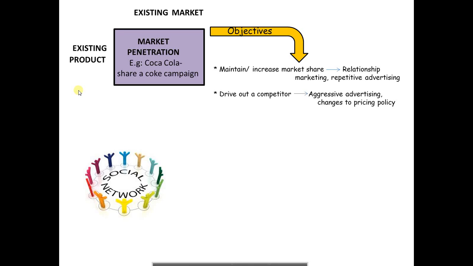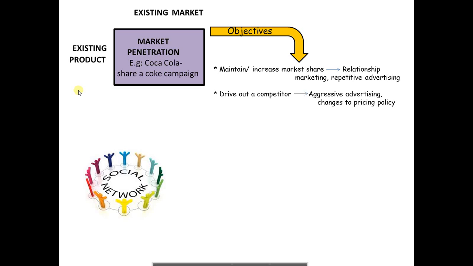Another objective the business could have is a slightly more sneaky objective, and it could be to drive out a competitor. By doing this, the business could capture the market share of the competitor by making the industry unattractive for the competitor to remain in. And the business could use aggressive advertising for this, use hoardings, or basically remind the customer at every possible opportunity as to why the customer should stick with us. The business might need to change its pricing policy.